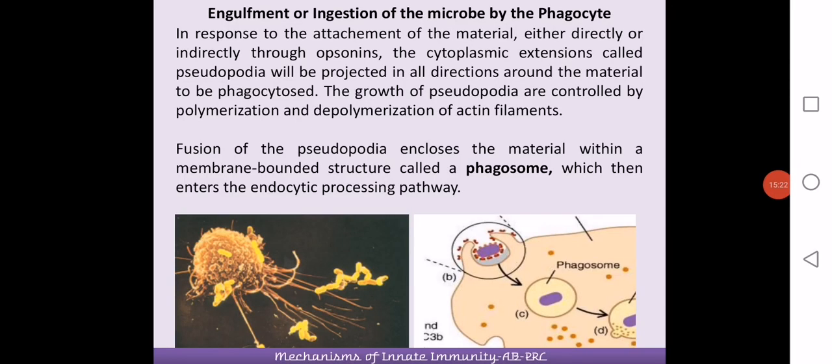The next step of phagocytosis is the engulfment or ingestion of the microbe which is attached to the surface of the phagocyte. This process occurs as a result of invagination formation. This is facilitated by the pseudopodia of the phagocytic cells. These are nothing but cytoplasmic extensions, and they are very flexible so that they can form a layer over the microorganism. And the fusion of pseudopodia encloses the material within a membrane-bound structure, which is called a phagosome. And this phagosome then enters into the cytoplasm for further processing.